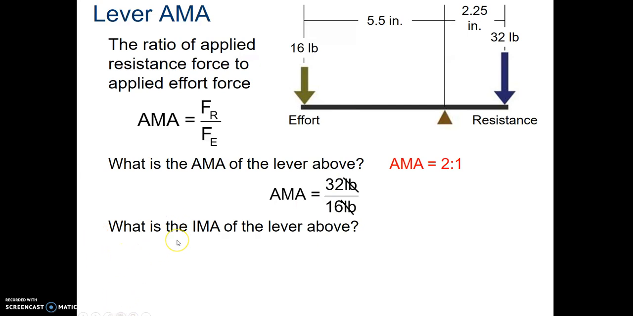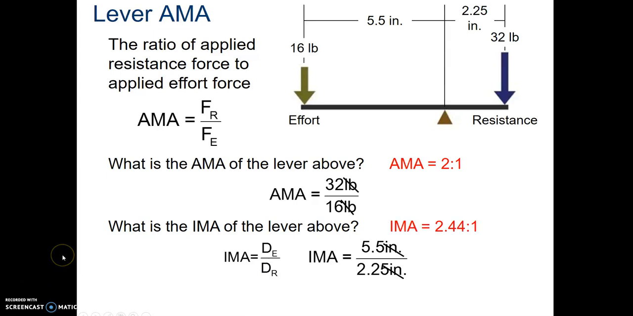What is the ideal mechanical advantage? We take 5.5 divided by 2.25. And what do we get? An ideal mechanical advantage of 2.44. Why do they put 2.44? Well, they do 2.44 because they use significant digits when they divided those two. We all know that that is half, so really the ideal mechanical advantage of the system is 2 to 1.